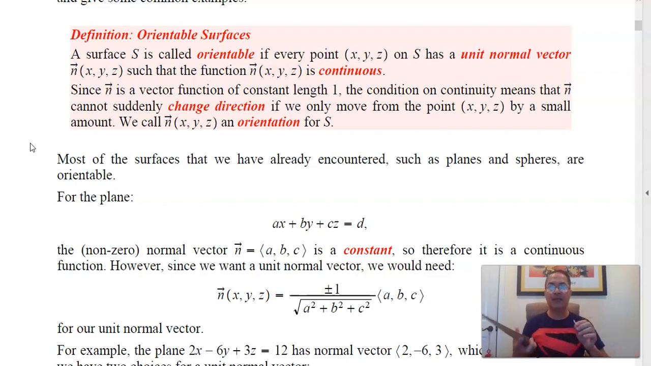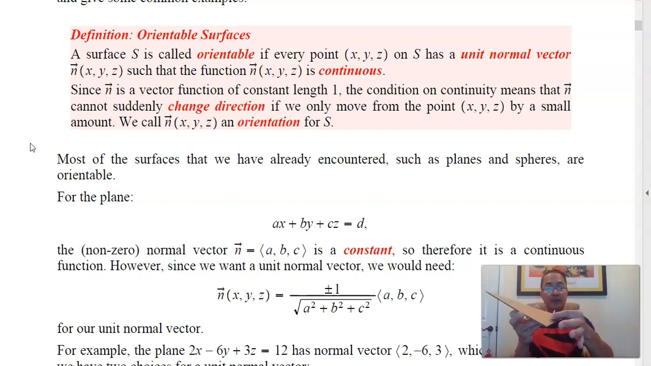Let's start with a plane or a triangle, any flat surface in space. What would the normal vector look like? Well, we already know what the normal vector to a plane should look like. It should be perpendicular to the plane. So we want a continuous function. Basically, we just have to pick the same unit normal vector everywhere on the plane, everywhere on this triangle.